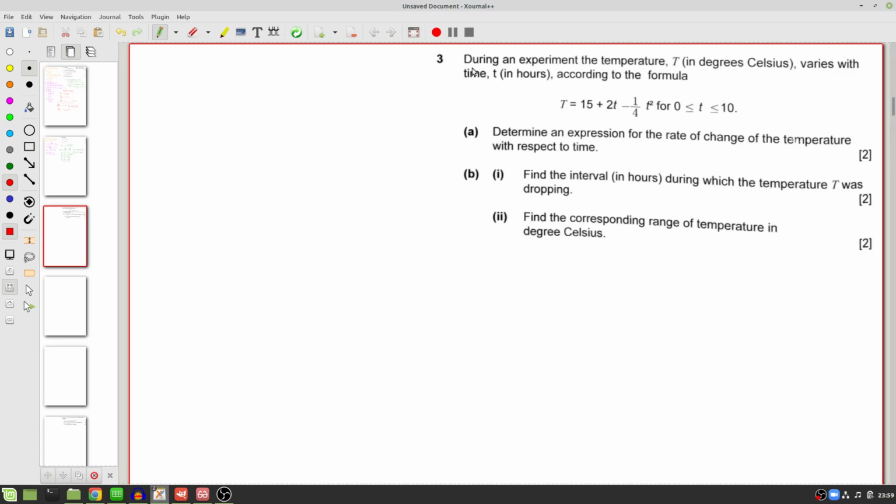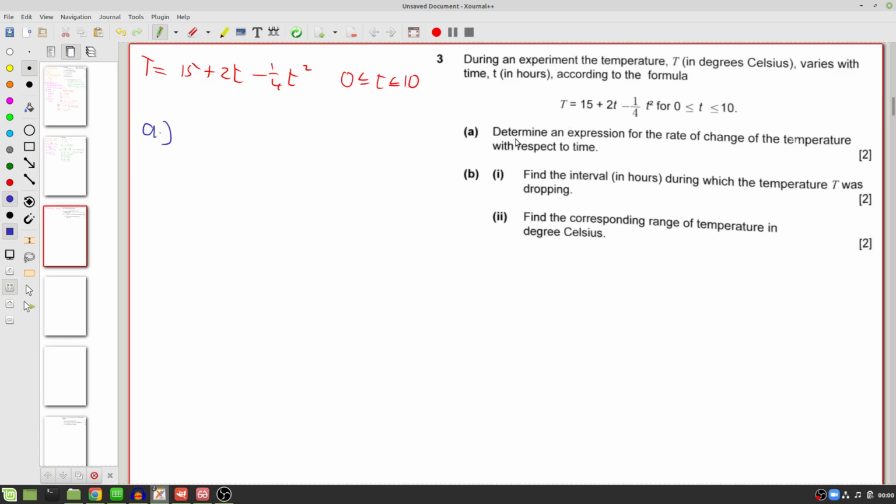Okay, so the question reads, during an experiment, the temperature T in degrees Celsius varies with time t in hours according to this formula. Now I'm just going to rewrite that. Now we have T equals 15 plus 2t minus a quarter t squared. And this is only valid from 0 to 10. So the time ranges in hours from 0 hours to 10 hours for this formula. Great, now let's get to question A.